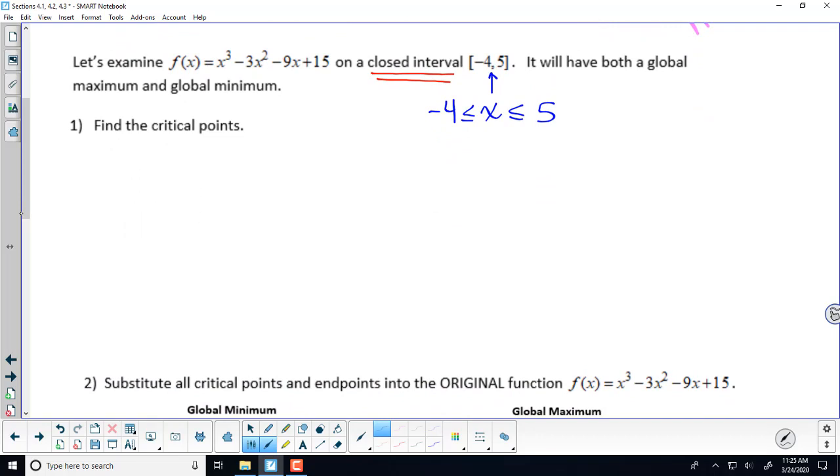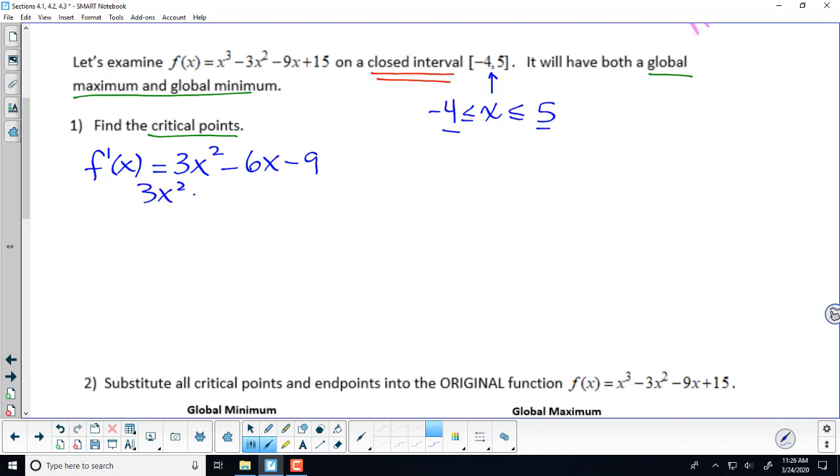Well, we know that the global max or min will occur at critical points in the interval. So I need to find the critical points and then choose those that are in that interval between -4 and 5. All right, critical points, what do we need? First derivative. Critical points are values that make the first derivative equal to 0.